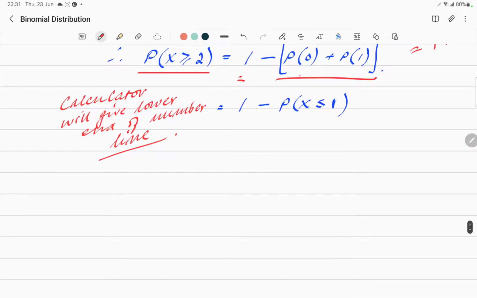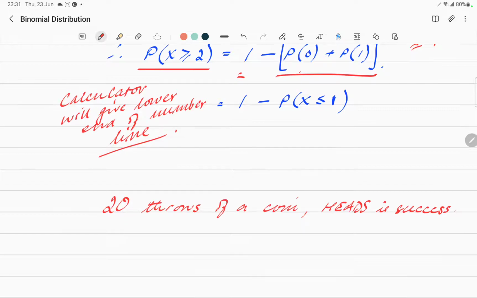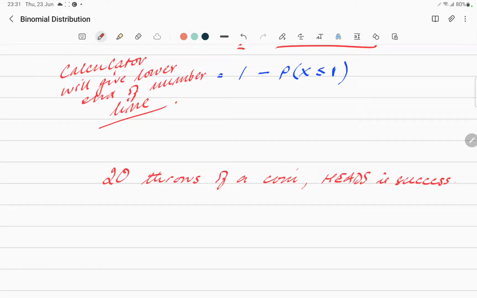Let's say, for example, just to finish off, you have 20 throws of a coin, I should say tosses, and heads is success, your desired outcome. Then the resulting distribution will be that x is binomially distributed with n equals 20, and the probability of heads, we all know, is half.